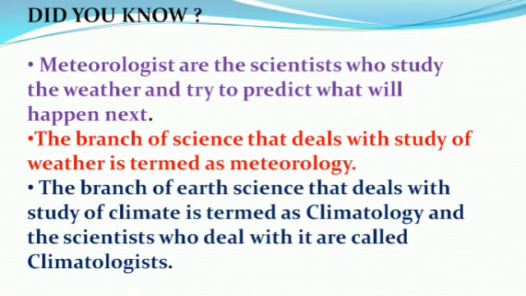Now, one question is there, did you know? Meteorologists are the scientists. Means the question is, who are the meteorologists? So the answer is, meteorologists are the scientists who study the weather and try to predict what will happen next. Now, the next question arises, what is meteorology? It is actually the branch of science that deals with the study of weather.